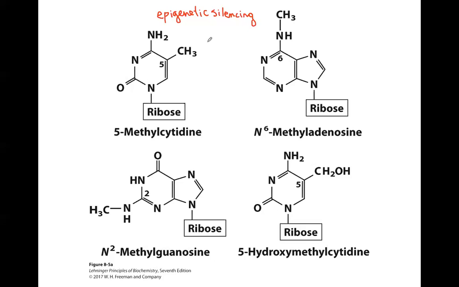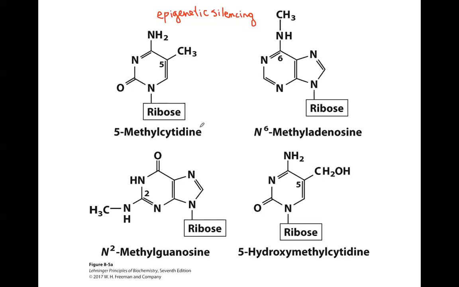And one of the ways to suppress tumor protein transcription is by methylating the promoter region of various genes. And so methylation has a crucial role in that. So that's a minor base, but a very important one.